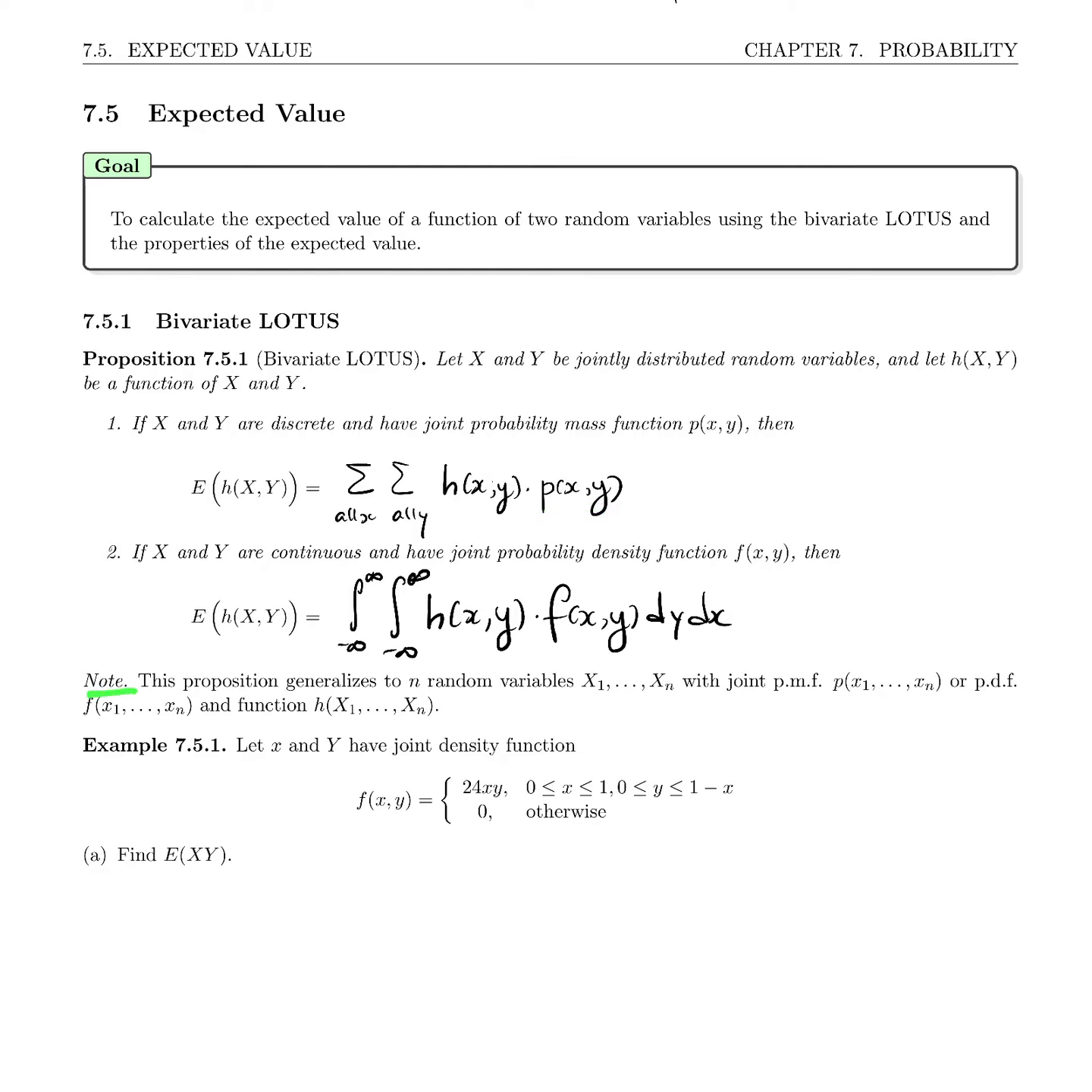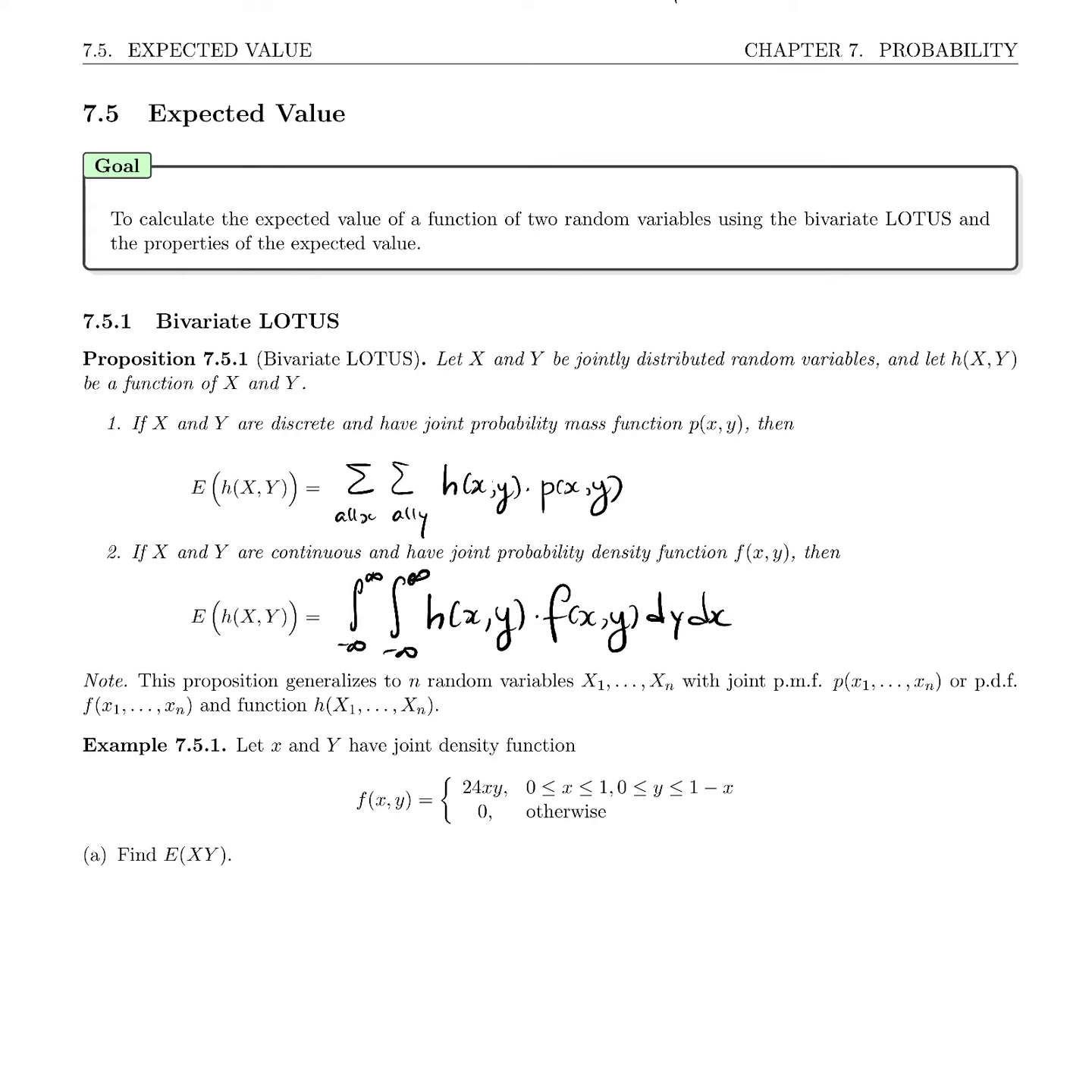And in fact, this proposition generalizes to n random variables, X1 through Xn, and if they are discrete, they have PMF p(x1,...,xn), or PDF f(x1,...,xn) if they're continuous, and function h(x1,...,xn). You actually have a version of LOTUS for as many variables as you have.